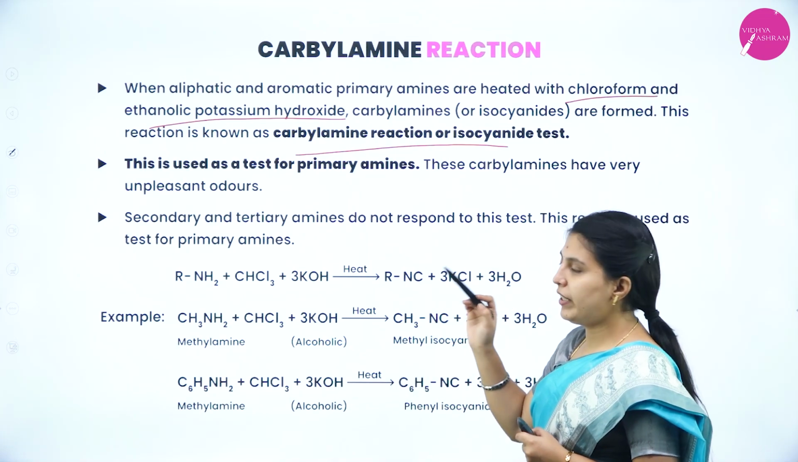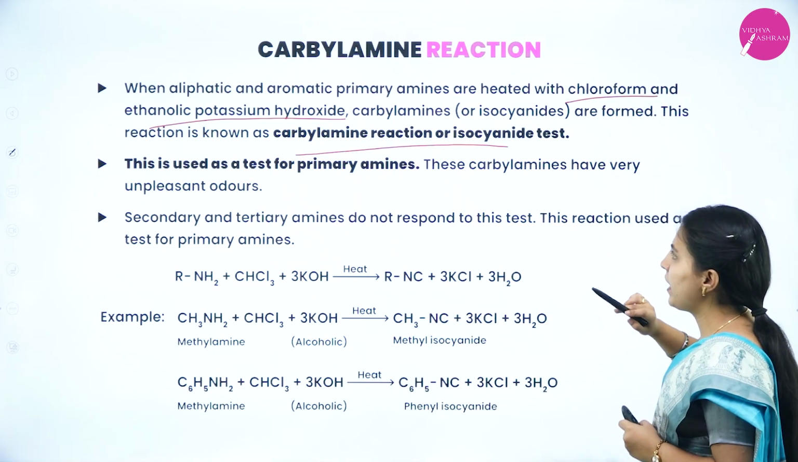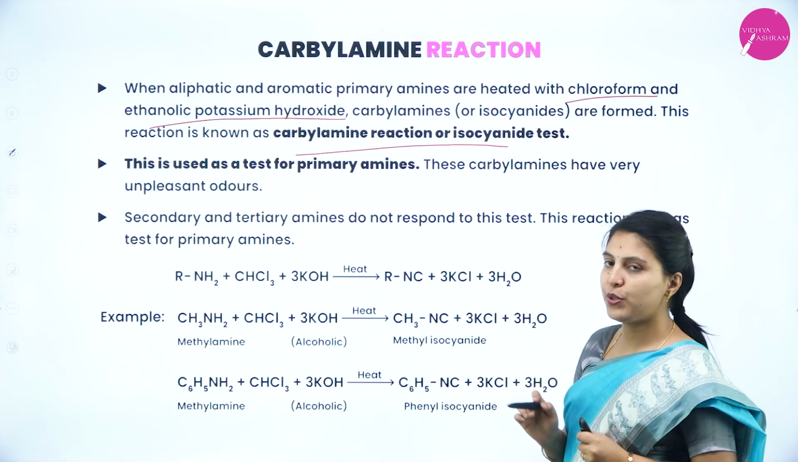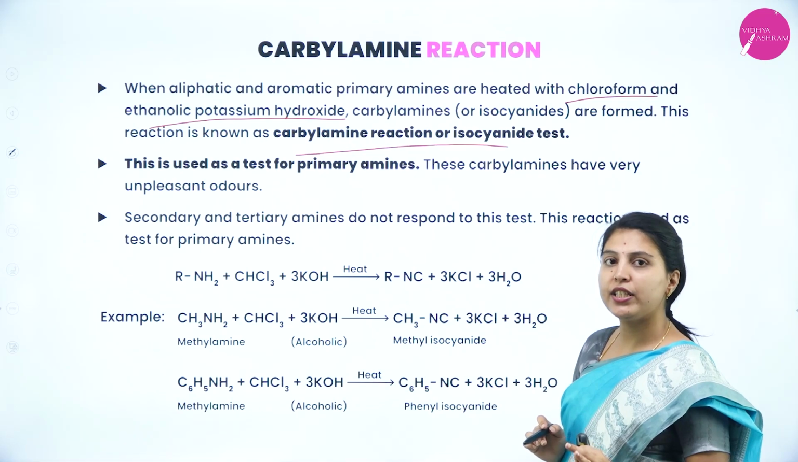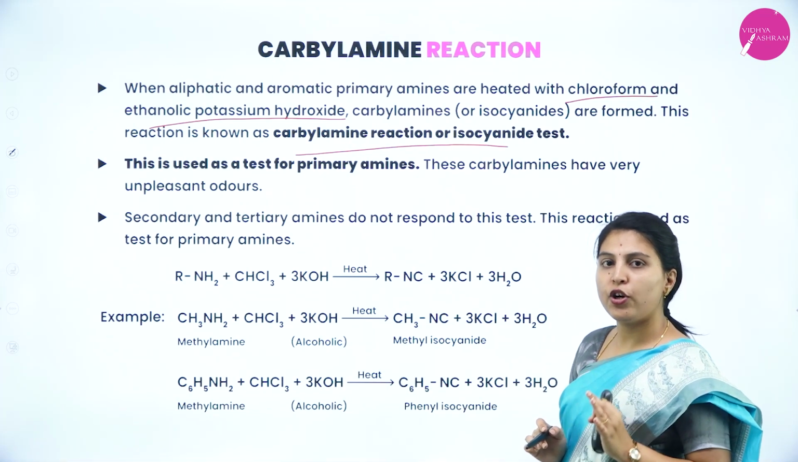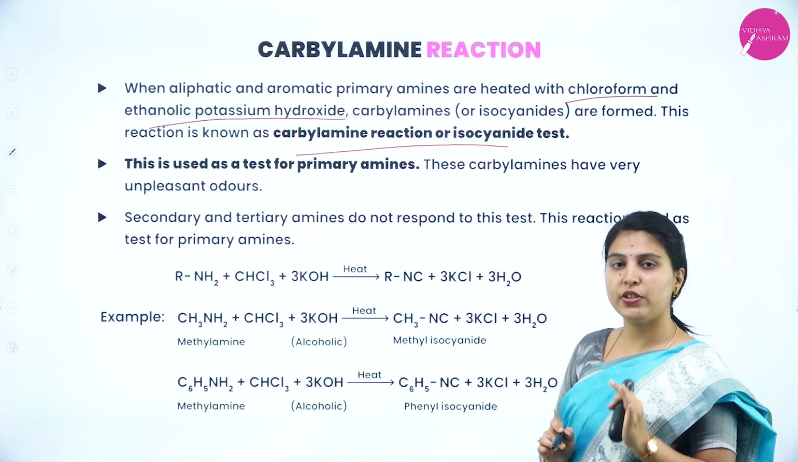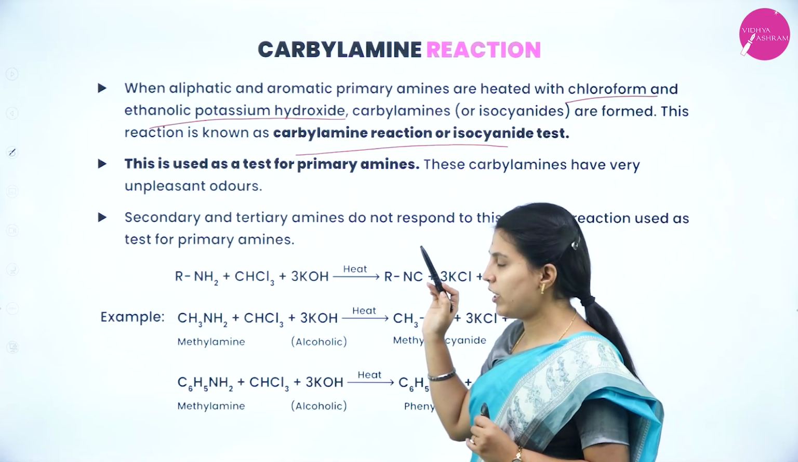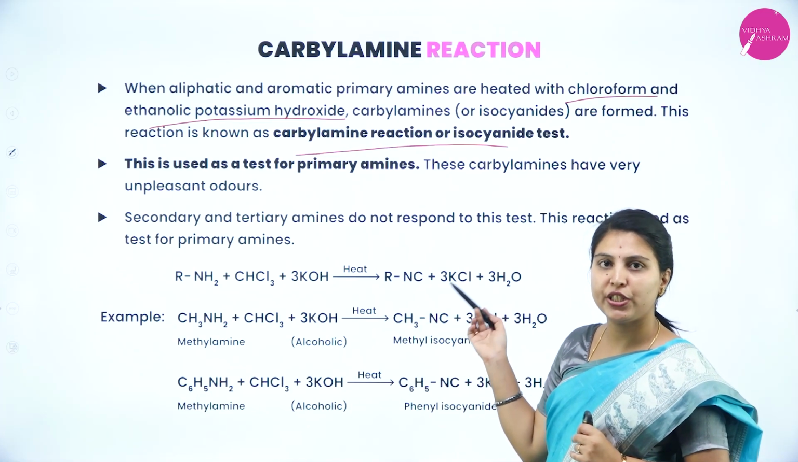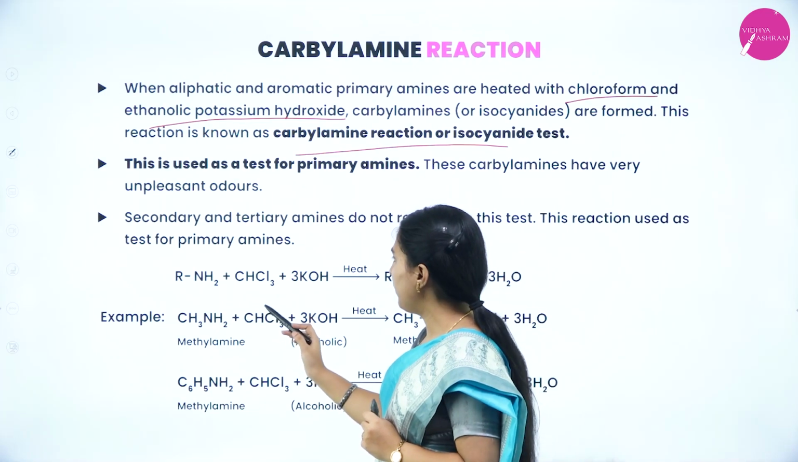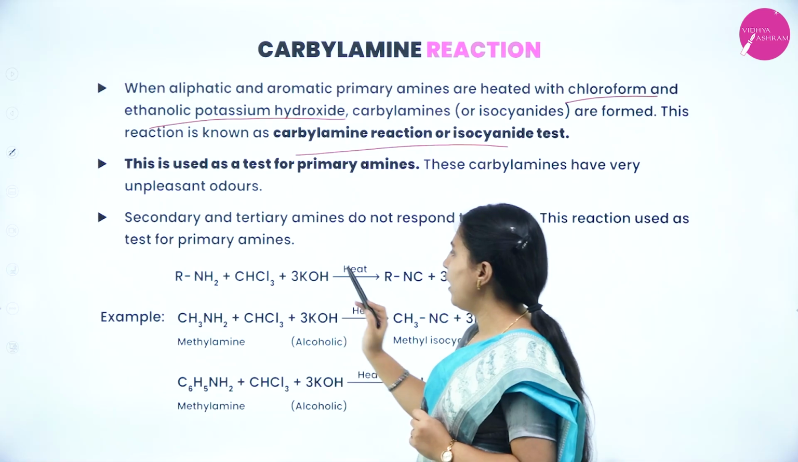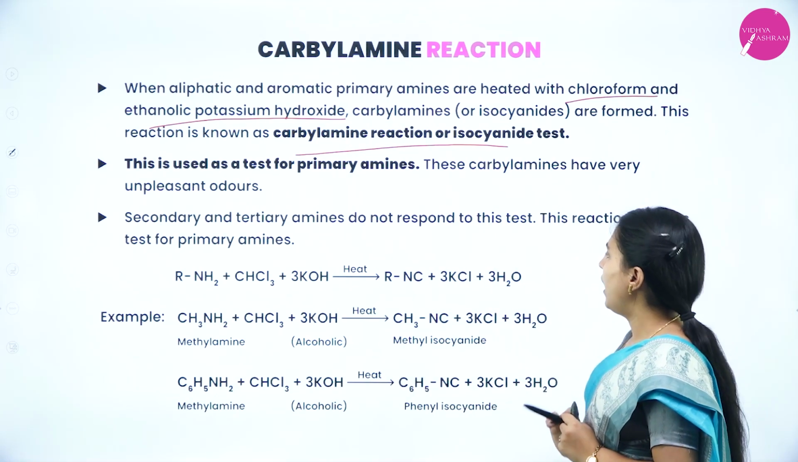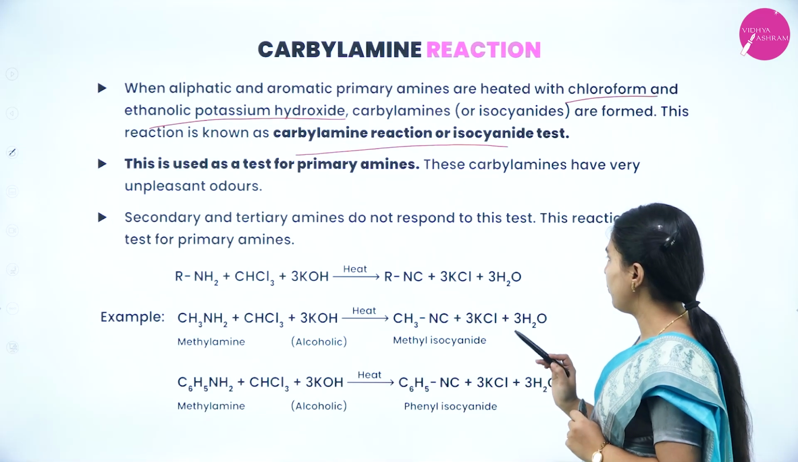When aliphatic and aromatic primary amines react with chloroform and ethanolic potassium hydroxide, carbylamines will form, and this reaction only gives the test for primary amines. It is used to distinguish between primary, secondary and tertiary amines, but this test will not respond with secondary and tertiary amines. This is a primary amine with chloroform and alcoholic potassium hydroxide. When heated, isocyanide or carbylamine will form.